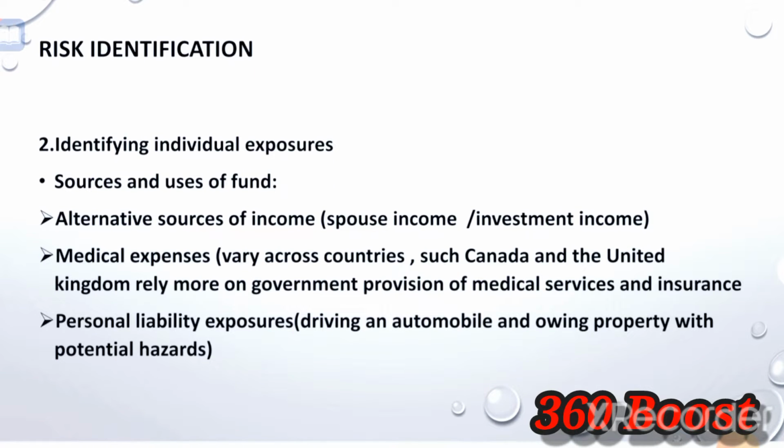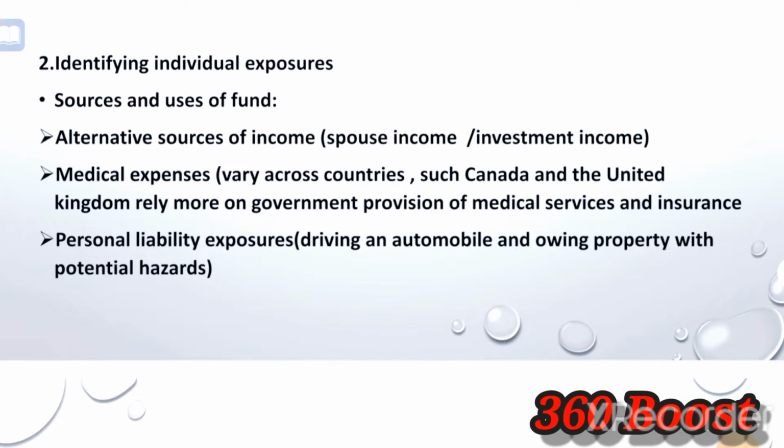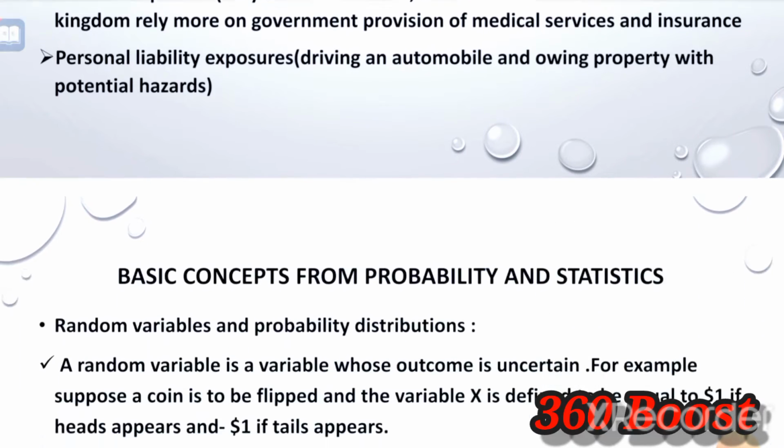Risk identification. Step two also: sources and uses of funds, alternative sources of income, spouse's income, investment income, medical expenses, which vary across countries. Countries such as Canada and the United Kingdom rely more on the government provision of medical services insurance. But for our country it is not like this. Then personal liability exposures: driving an automobile and owning property with potential hazard.